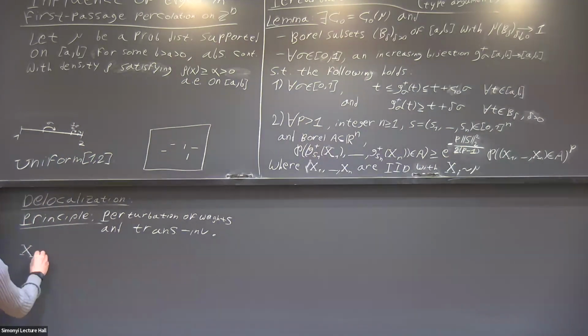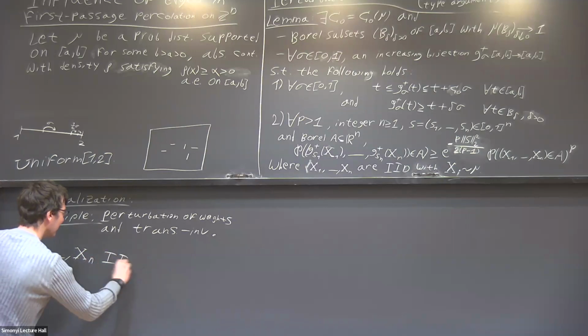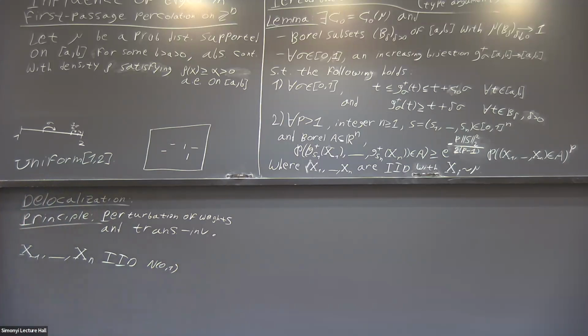Imagine that your random variables x1 up to xn are IID normal 0, 1. And now imagine the following simple idea. Just go ahead and add epsilon to each of them. Can you tell that the distribution of this vector is different from the distribution of that vector? So that's a bit of a funny question. What test could you use to distinguish the two distributions?